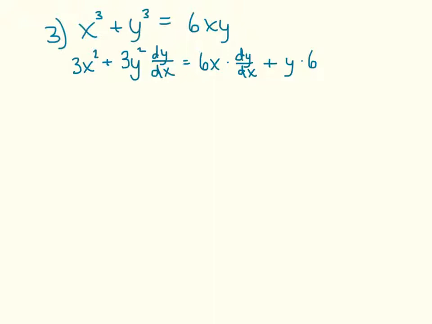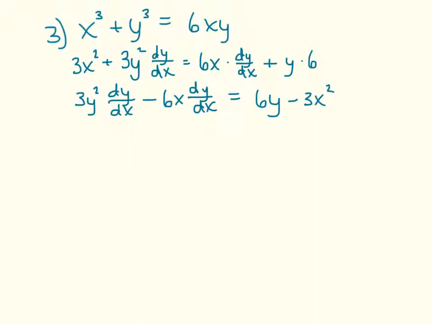Second step is to collect all your dy/dx terms to one side and your other stuff to the other side. So it doesn't matter which way you move it. You can do it either way. Okay, so I'm going to move the 6x dy/dx to the left-hand side, and all of my non-dy/dx terms to the right-hand side. So I'll leave the 3y squared dy/dx, and I will move over the 6x dy/dx, equals, and now I have to move the 3x squared to the other side and join it with the 6y. So 6y minus 3x squared.